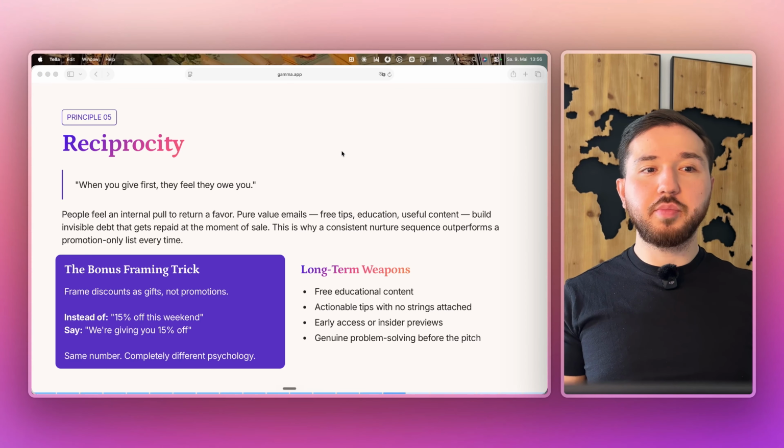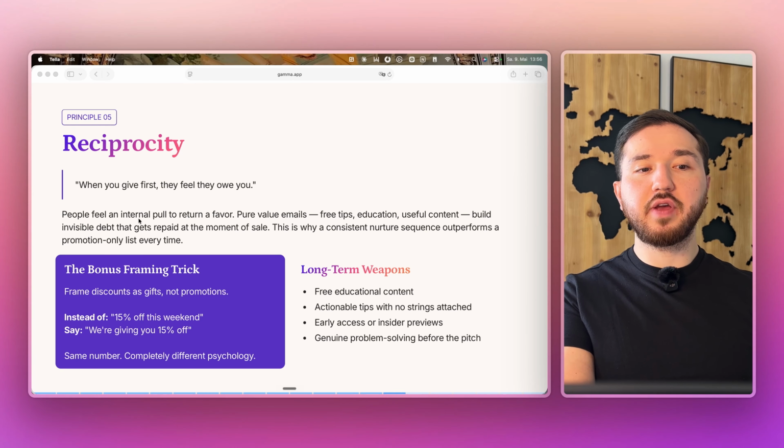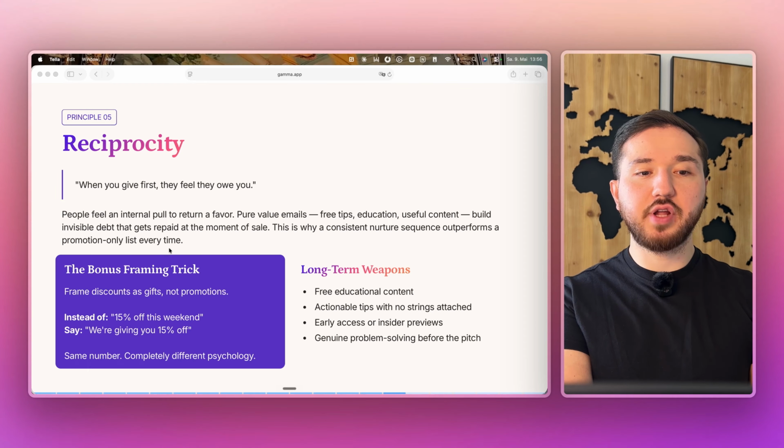So why does it work? Because when you give first, they feel they owe you. People feel an internal pull to return a favor. Pure value emails, free tips, education, useful content, free products, build invisible debt that gets repaid at the moment of sale. This is why a consistent nurture sequence outperforms a promotion-only list every time.